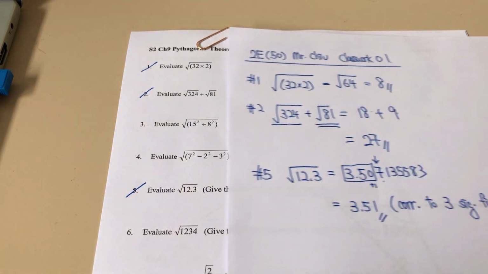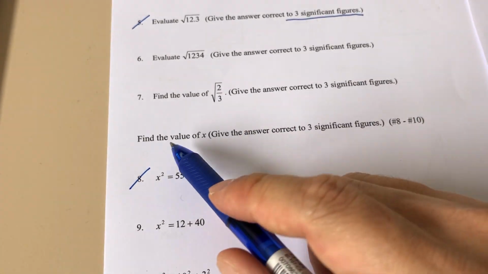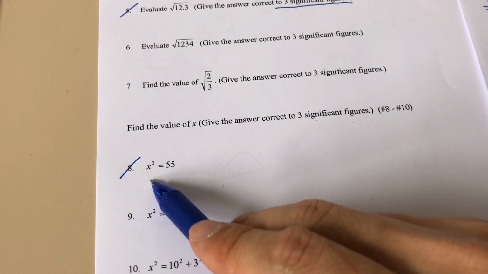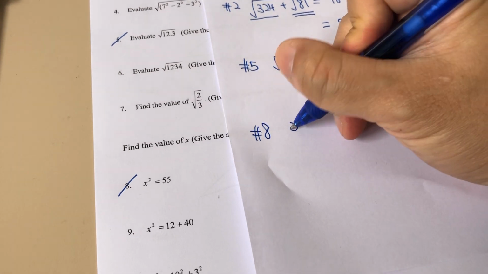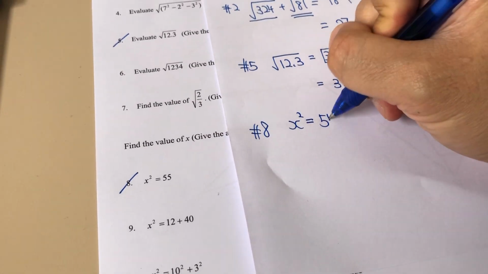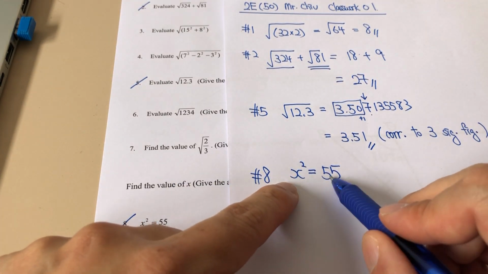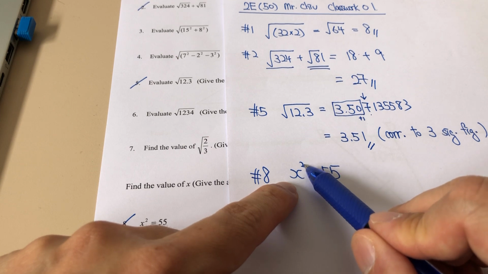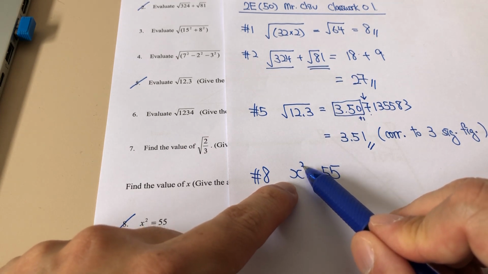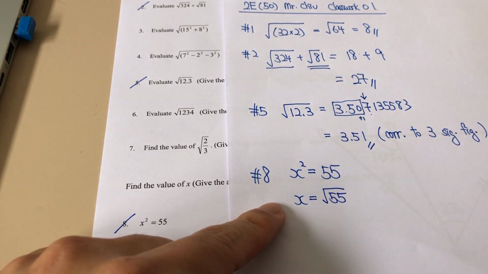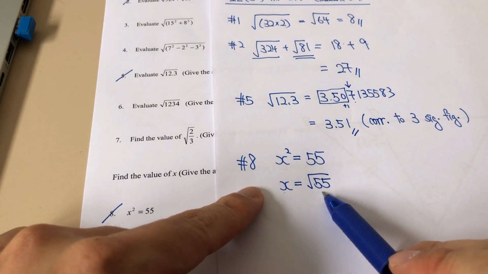Okay? And then, what about number 8? You have to find the value of x. Also give your answer in 3 significant figures. So let's start from here. Number 8: x squared equals 55. Yes, we have to find x. So what should we do? We want x only, not the square. Can you get rid of the square? Yes, bring the square to the other side and it will become a square root. So the whole thing becomes x equals square root of 55.